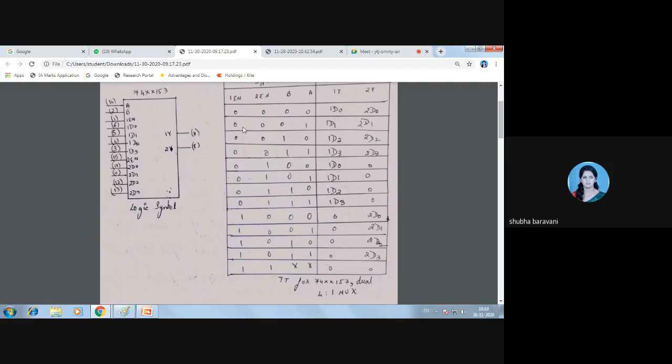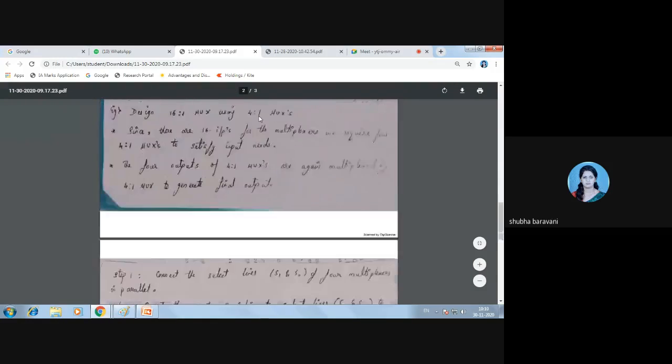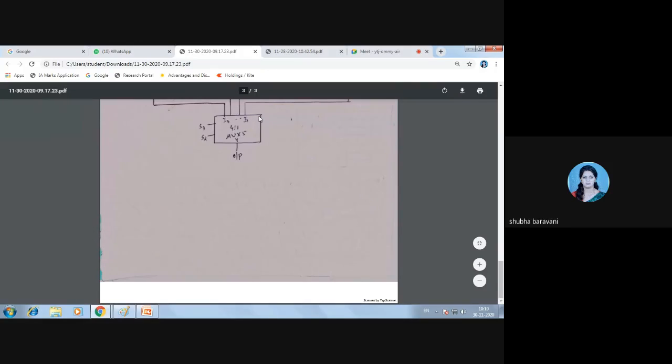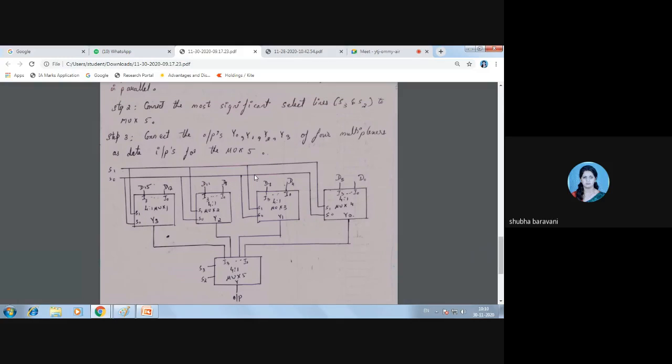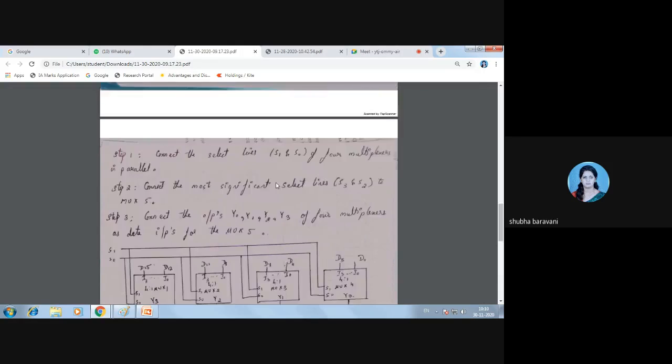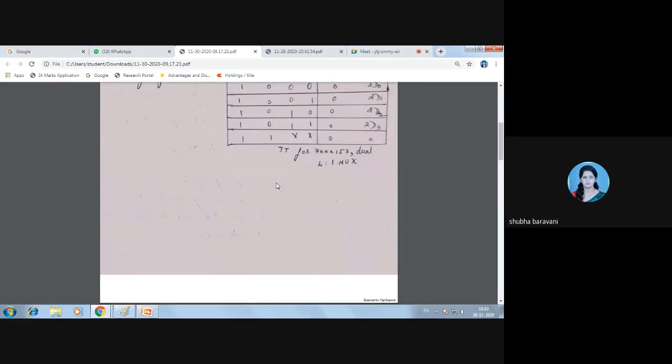We will meet again at 1:30. Be present for the 1:30 class. Just go through the PDF which I have sent. We'll be dealing with cascading of the multiplexers we have studied up till now. We'll cascade the muxes, and how to do this we'll see in the afternoon class at 1:30.